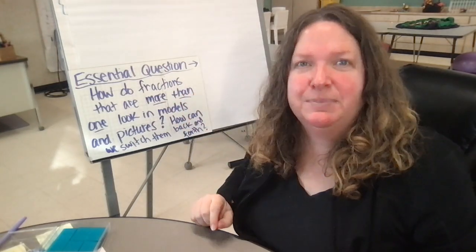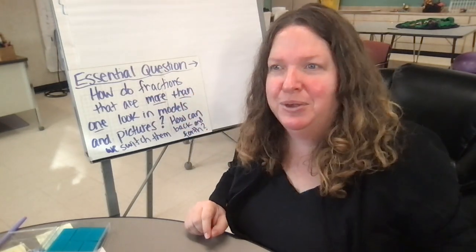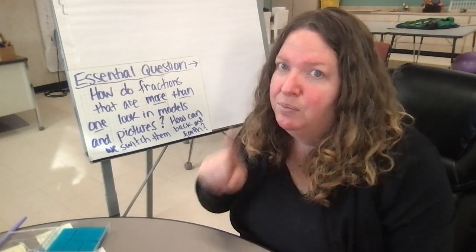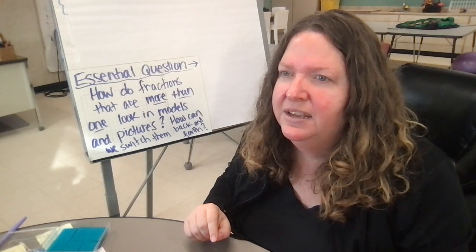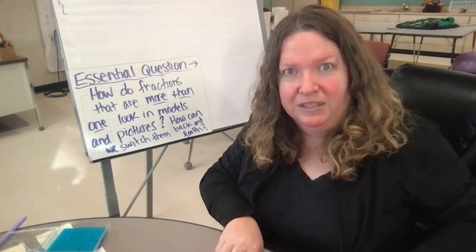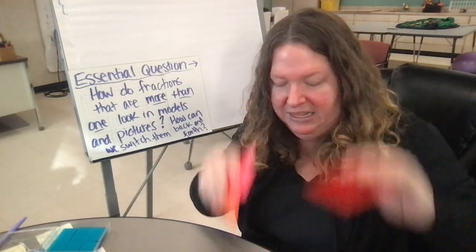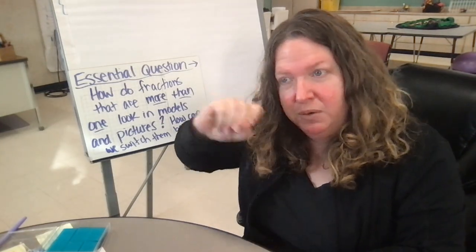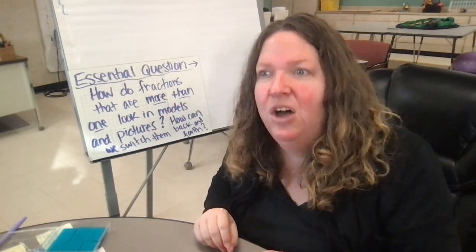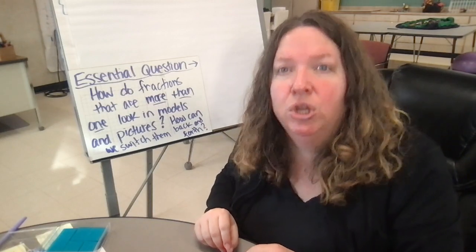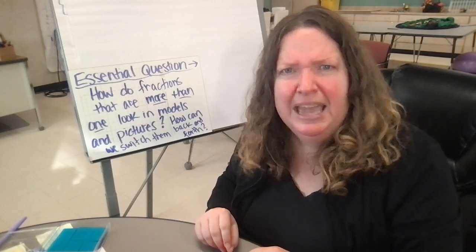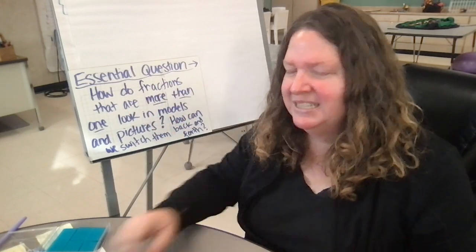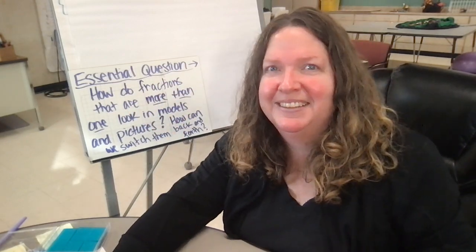You can pause, please, and write this into your notebook before you continue. Here it is. How do fractions that show more than one look in models? That's like when we're modeling it out, using things to show fractions. And pictures, that's when we're drawing. How do fractions that are more than one look in models and pictures? And how can we switch them back and forth? Please pause and write this down and then come join me again.